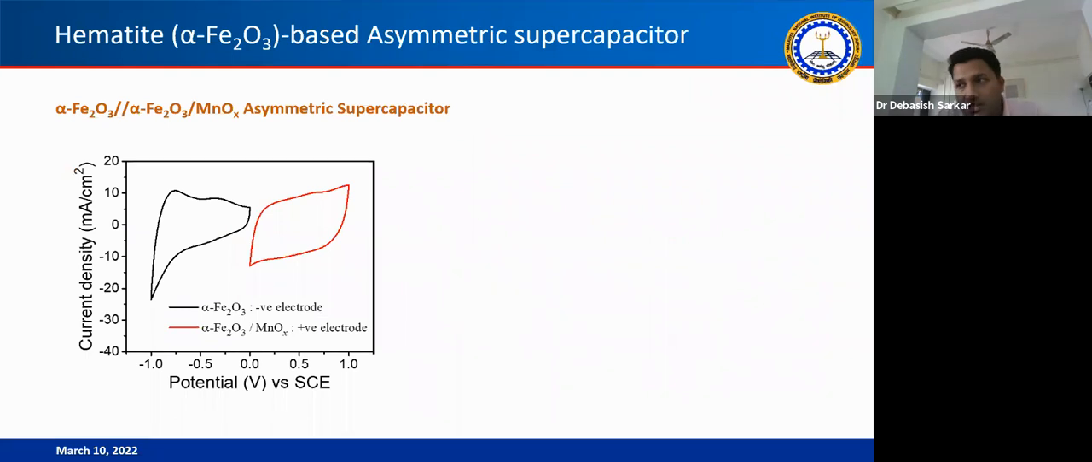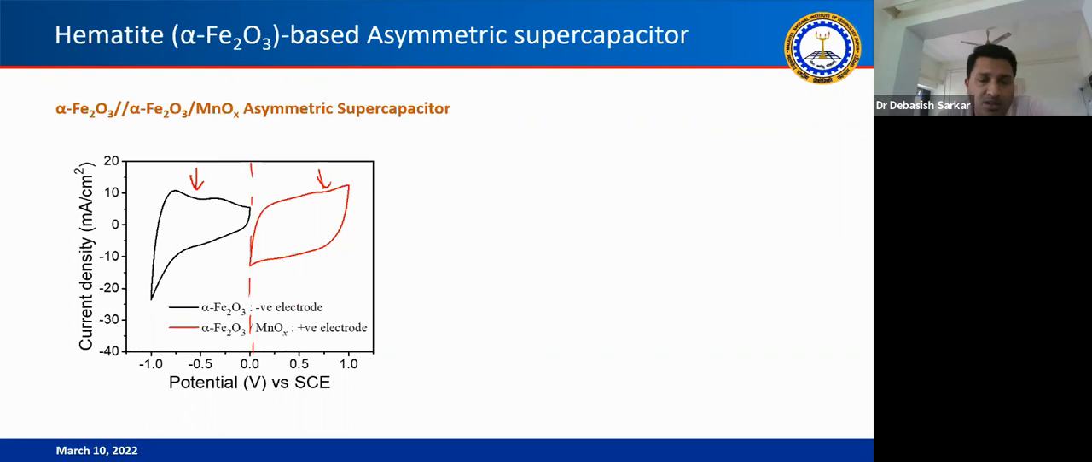After that, we went for the fabrication of an asymmetric supercapacitor. Just remember, asymmetric capacitor means positive and negative materials are made of different materials. Here the negative material is iron oxide, the positive material is manganese dioxide coated on iron oxide. So you can see a side by side comparison of their working potential windows. Iron oxide operates in the negative side, manganese dioxide operates in the positive side. So this is the asymmetric configuration.